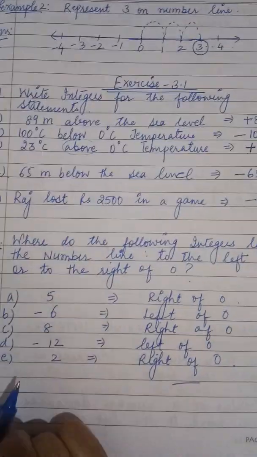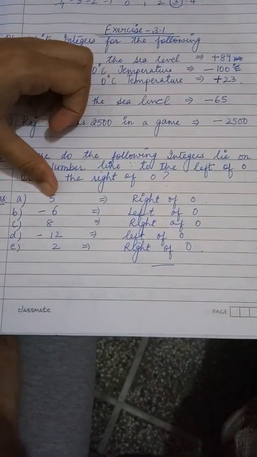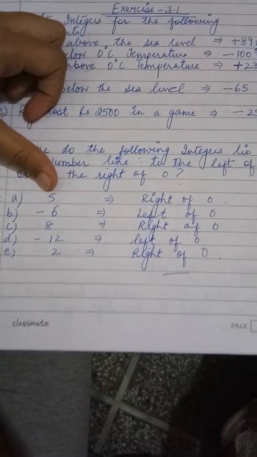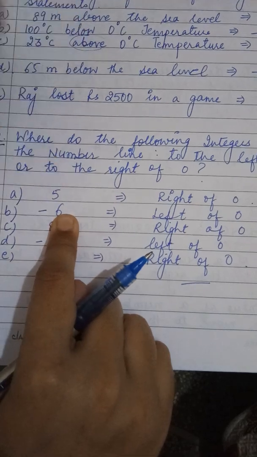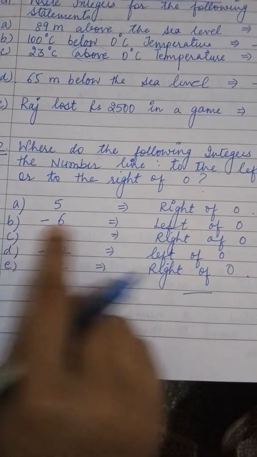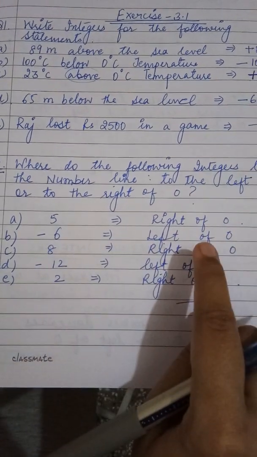Similarly, we are having question number 2. Easiest question it is. You have to see this sign. No sign is there, the sign is of plus, and when plus is there, that means it is to the right of 0. Minus 6, minus sign is there, that means it is to the left of 0. 8 means plus, so to the right of 0.